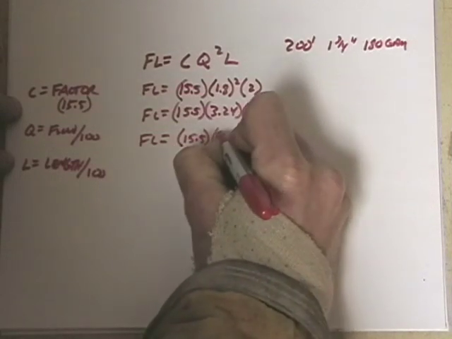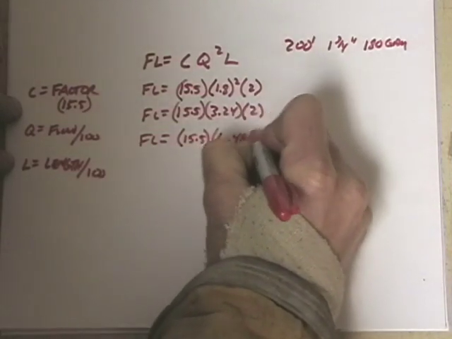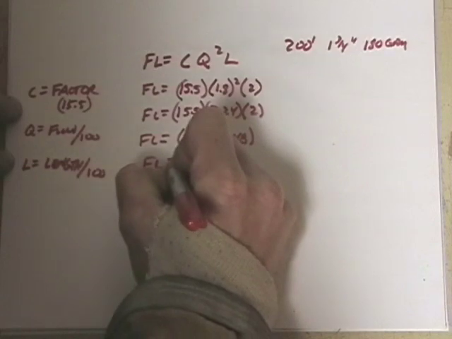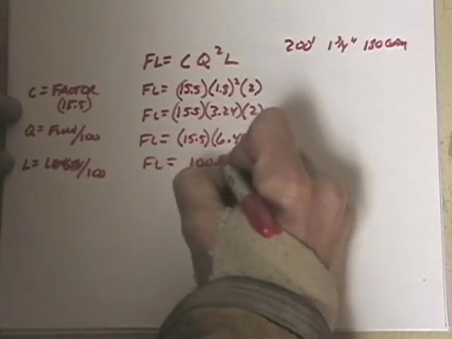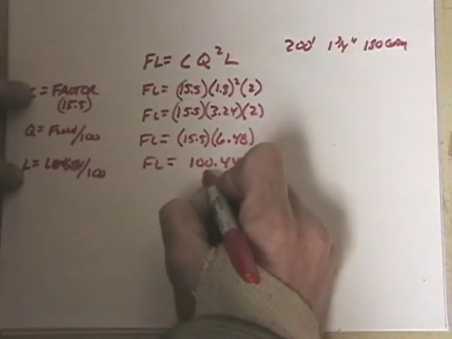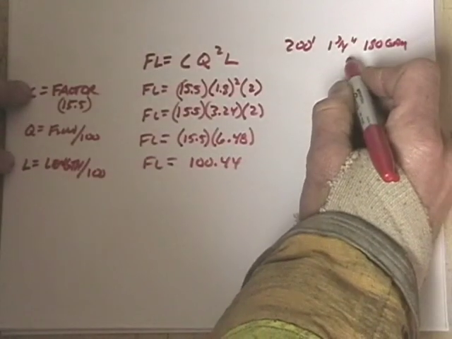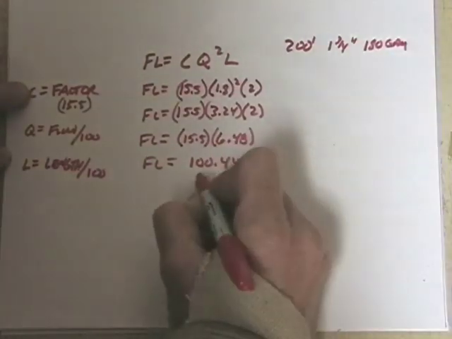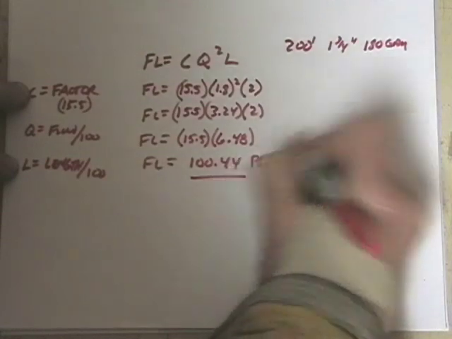Friction loss is equal to 15.5 times 6.48. Friction loss is equal to 100.44. Therefore, our friction loss in this line, without any elevation differences, is going to be 100 psi.